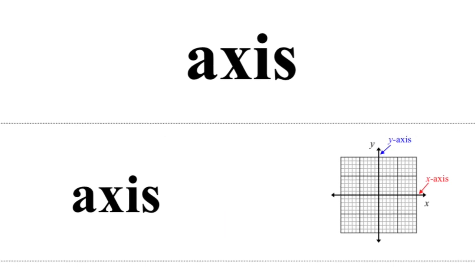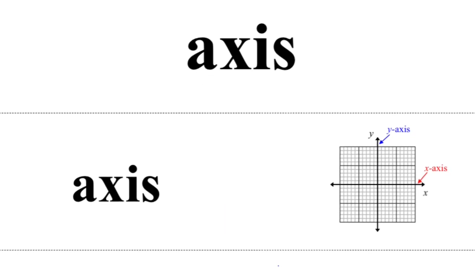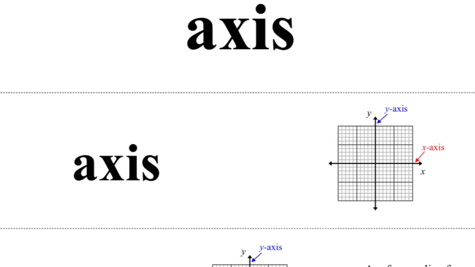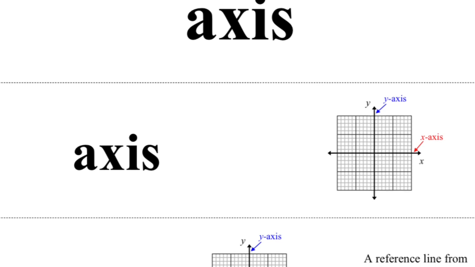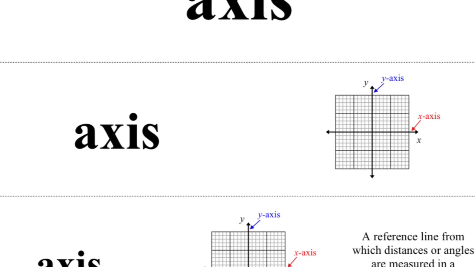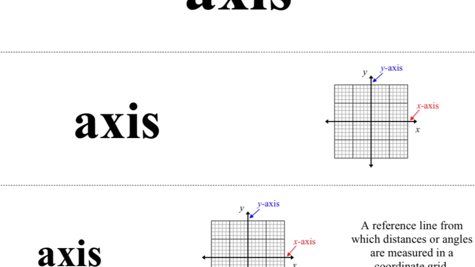An axis is a part on the coordinate plane that is either a line going left-right or up-down. The y-axis is the axis going up-down, and the x-axis is the axis going left-right.